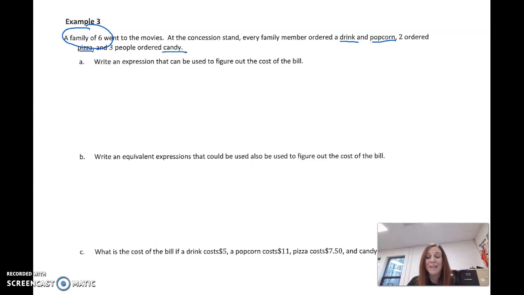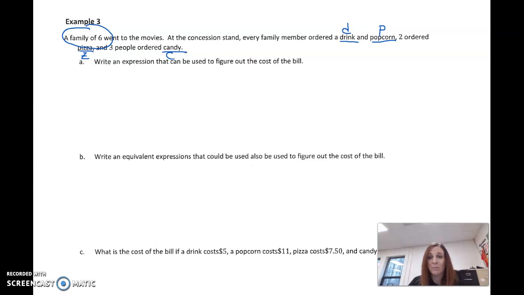And part A wants us to write an expression, so no equal sign, that can be used to figure out the cost of the bill. Well, family of 6, every family member ordered a drink. I want to represent that with a D, popcorn, use a P, 2 ordered pizza, can't use P again, so I'll use Z, because why not, and candy, C.